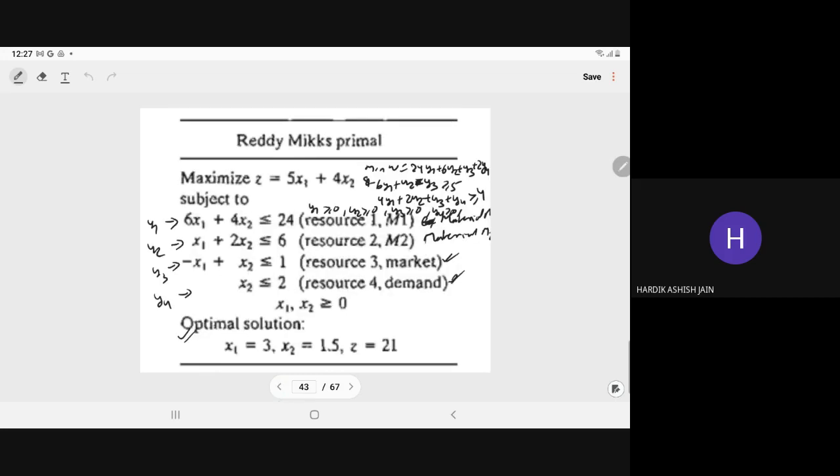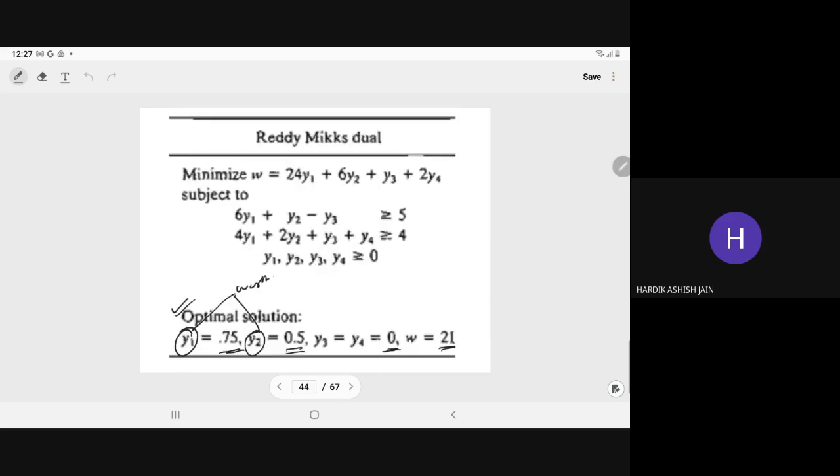The other two constraints are related to market and demand, meaning there is no utilization of the resource. It is only the restriction of the market and demand. That's why their worth is coming as zero, because these are not resources for which you have to invest something.